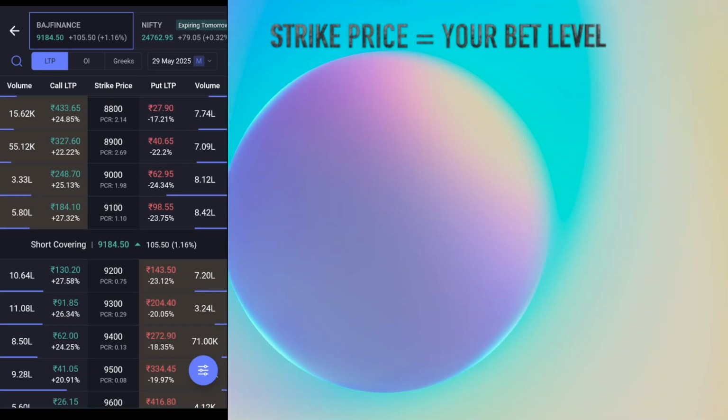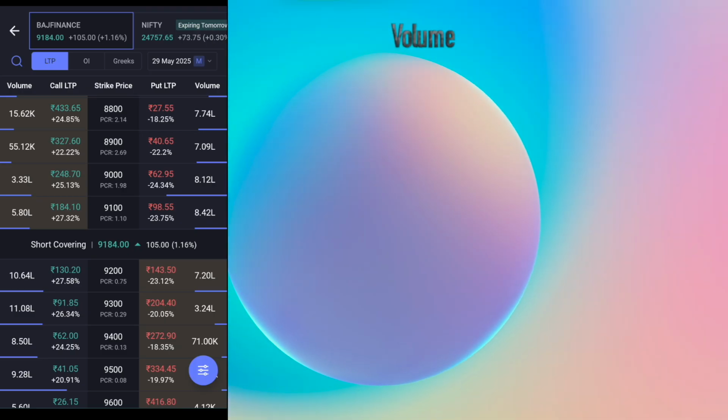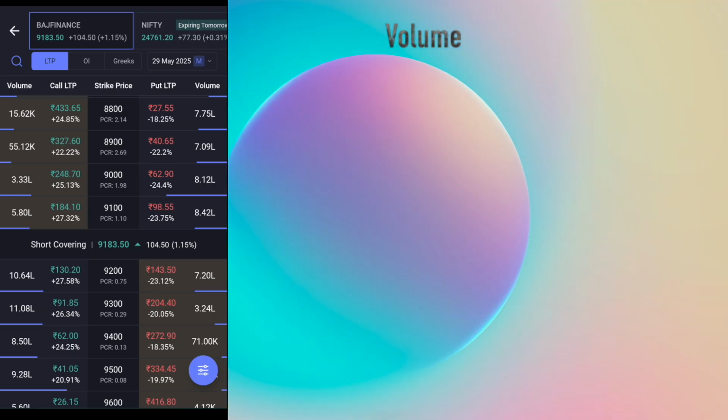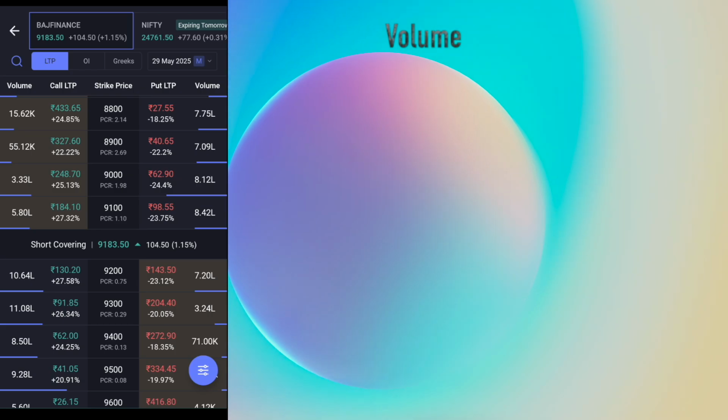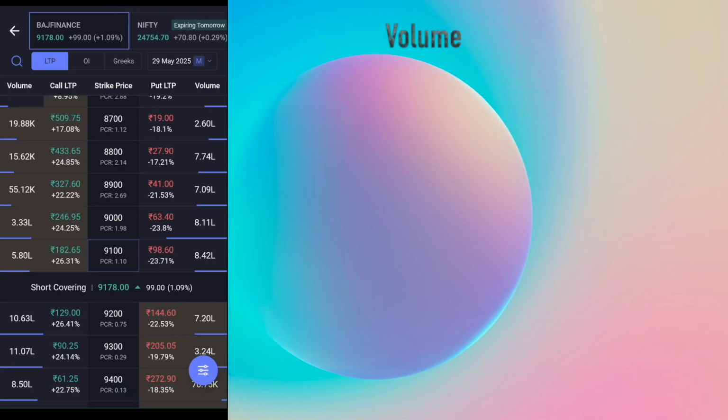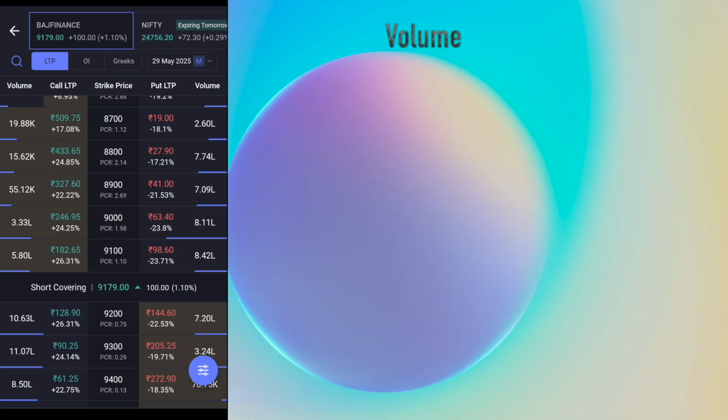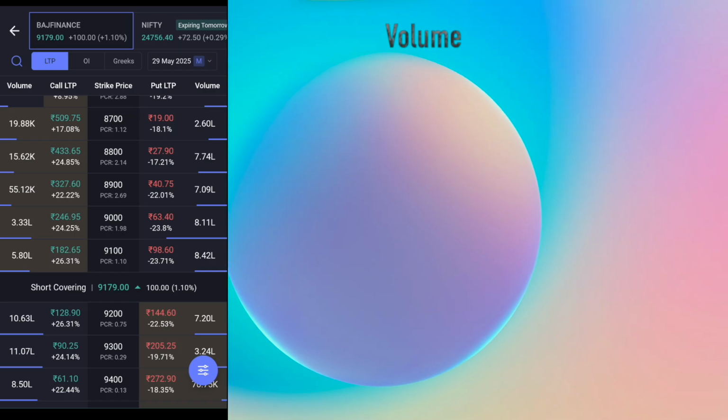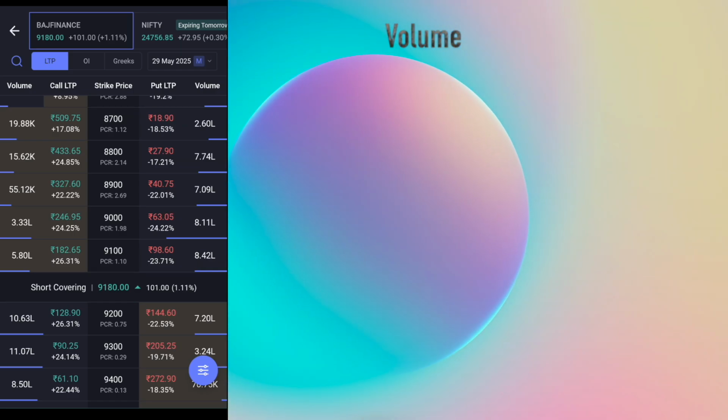And next we see the volume. So the volume is the number of option contracts that is being traded today. So volume doesn't mean that those many contracts are written fresh today, because it includes both buyers and sellers. It's just telling me how many were traded during this particular day.